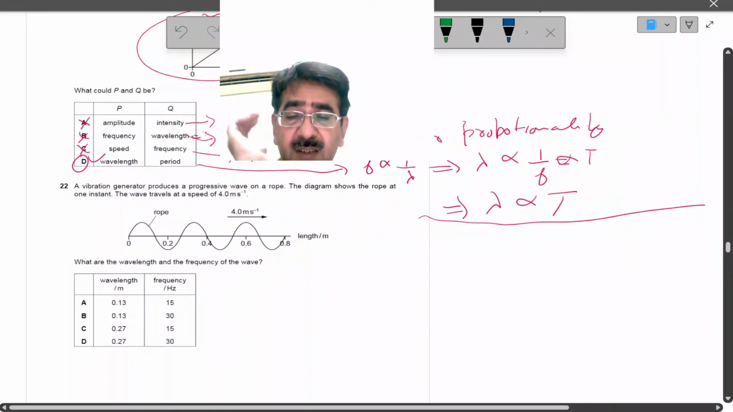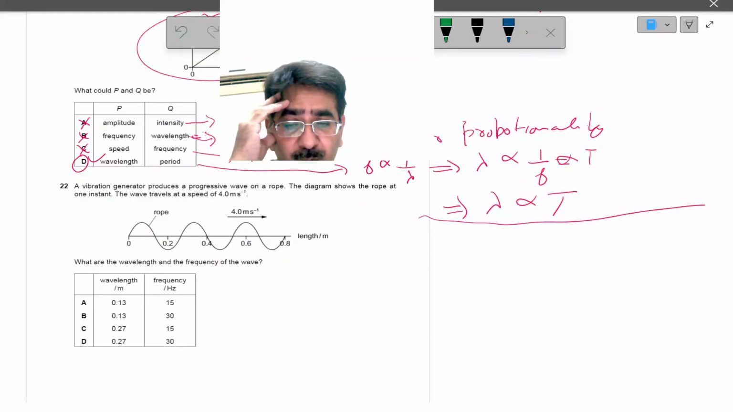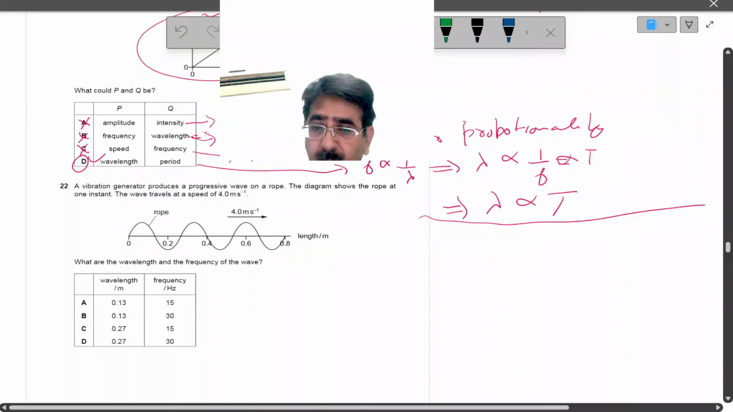The vibration generator produces a progressive wave on the rope. The diagram shows the rope at one instant, and the wave travels at a speed of 4 meters per second. What we have to calculate is the wavelength and frequency of the wave.